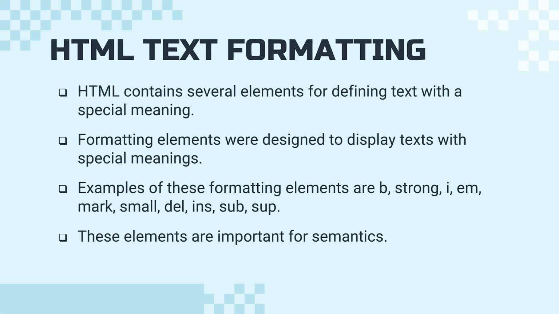HTML contains several elements for defining text with a special meaning. Formatting elements were designed to display text with special meanings. So basically, there are some texts that you need to stand out from the rest within a paragraph or within a sentence. And this is where formatting elements come in. Examples of these formatting elements are B for bold, strong, I for italics, M, emphasis, mark, small, delete, insert, subscript, and superscript, which are very important in some cases. These elements are important for semantics, basically.